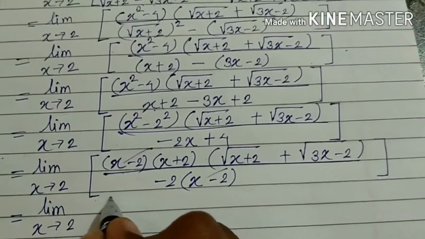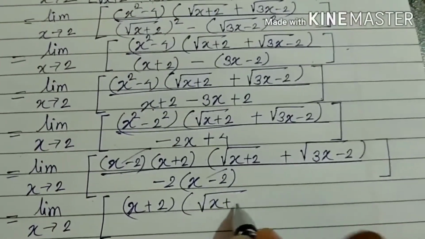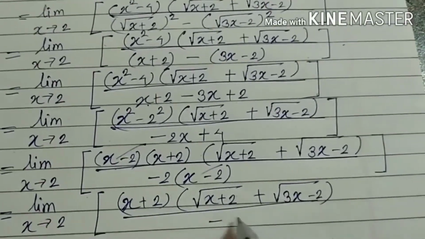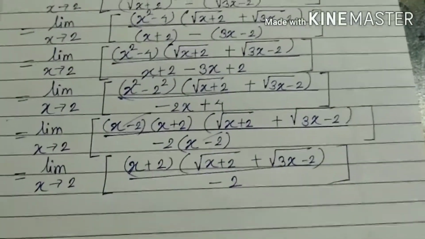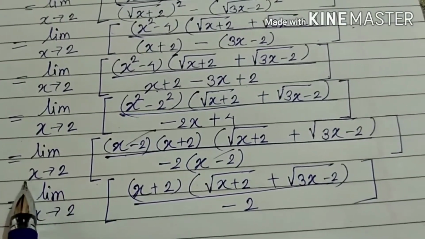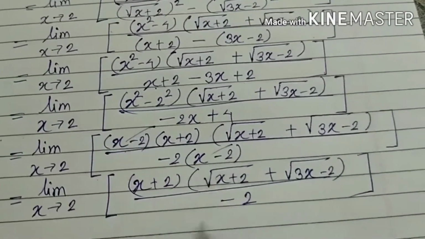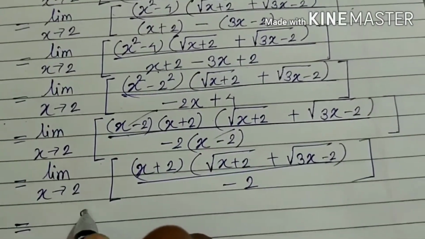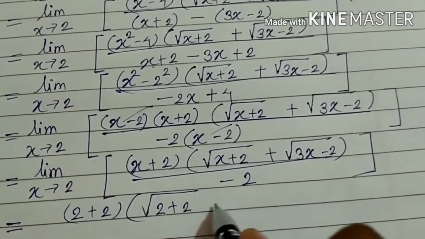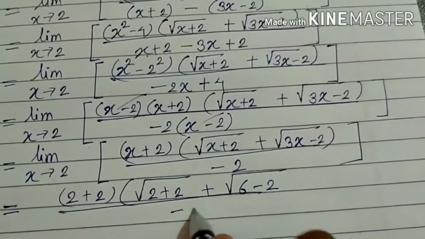Limit x tends to 2, x plus 2 under root of x plus 2 plus under root of 3x minus 2, and here only minus 2. Okay. Now you can observe that here x tends to 2 means we have to eliminate the term that is x minus 2, and here we eliminate that term, that's why we apply the limit now. So here 2 plus 2 under root of 2 plus 2 plus under root of 3 into 2 is 6 minus 2, and divide upon minus 2.